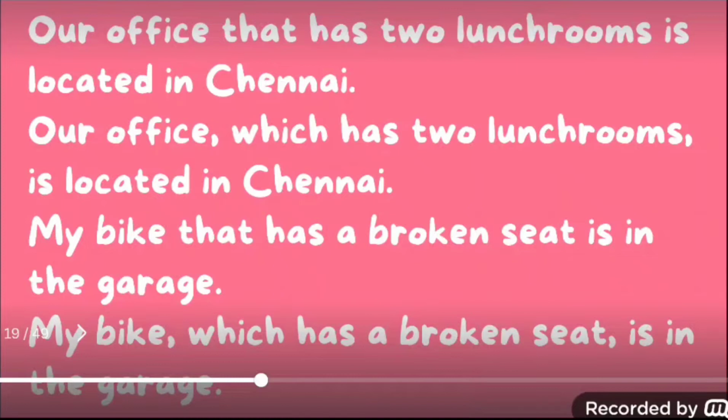Our office, which has 2 lunch rooms, is located in Chennai. So have you observed, in the sentence using which, why we divide the dependent clause? We have separated the dependent clause using two commas, right? Our office, comma, which has 2 lunch rooms, comma, is located in Chennai. So what does this mean? So our office is in Chennai. What is the additional info about the office in Chennai? It has 2 lunch rooms. So the focus is on the main sentence, the office is located in Chennai.